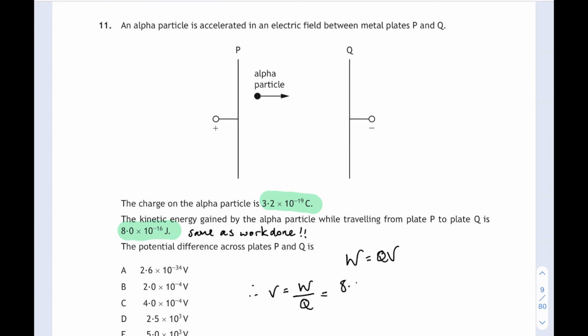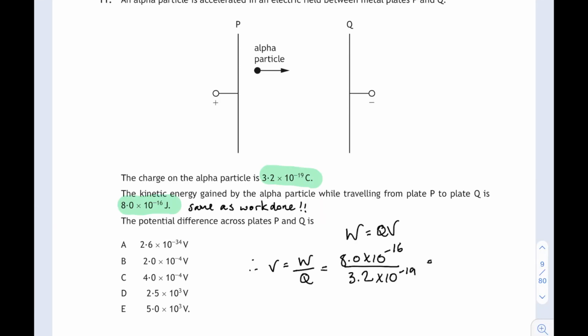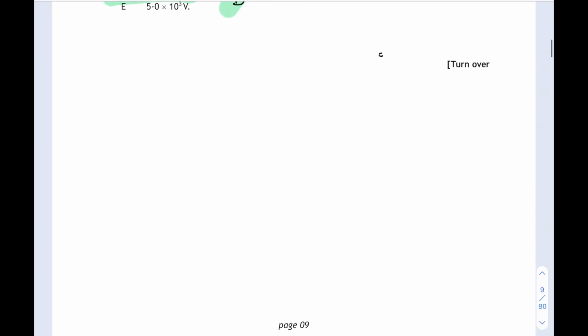That's 8 times 10 to the minus 16, divided by the charge on the alpha particle, 3.2 times 10 to the minus 19. That gives us an answer of 2,500 volts, and 2,500 volts is 2.5 times 10 to the 3. Answer D.